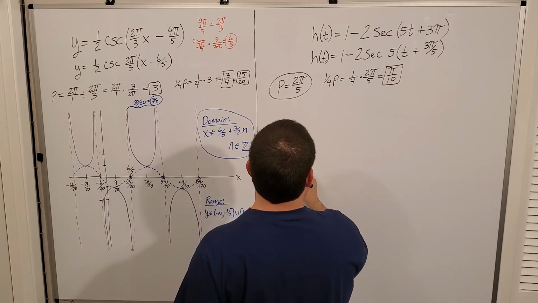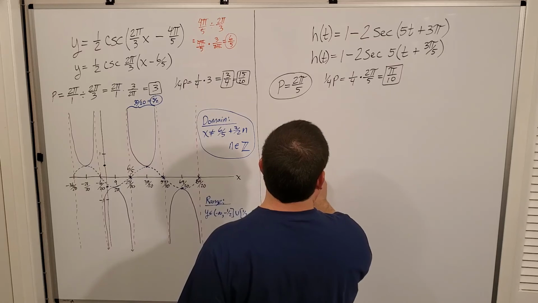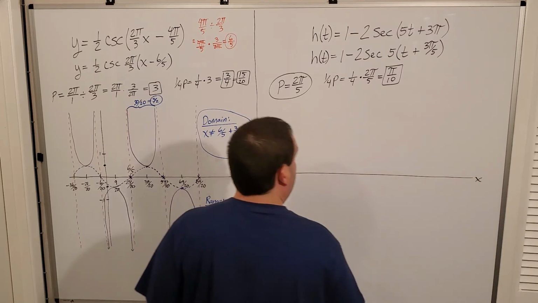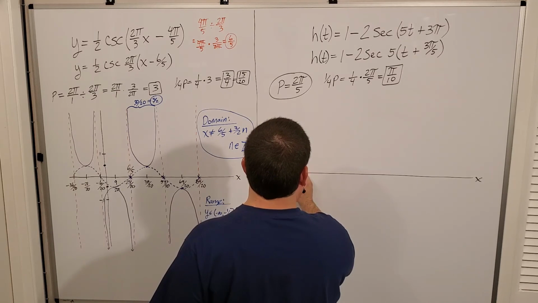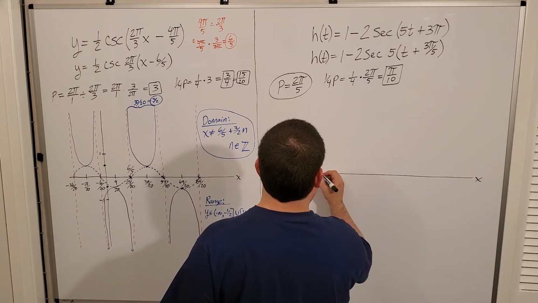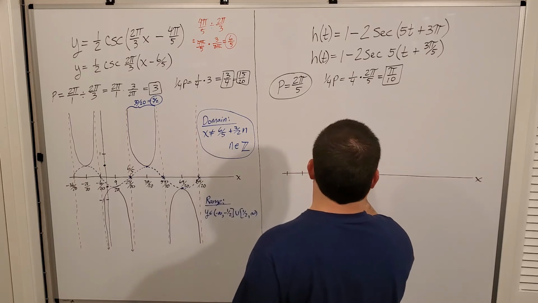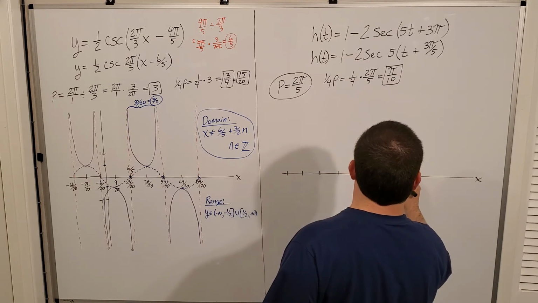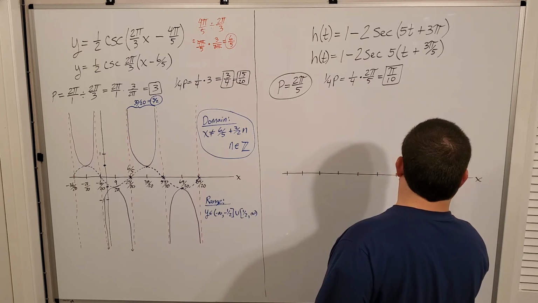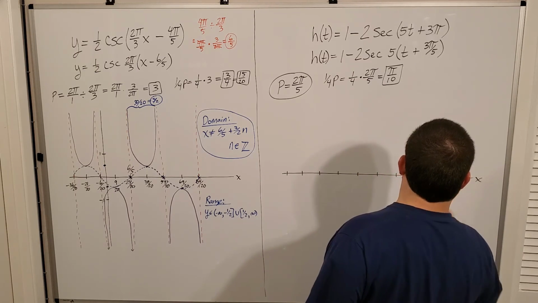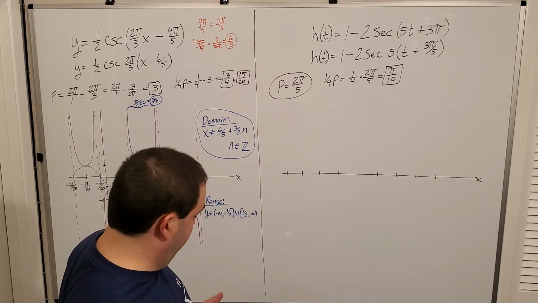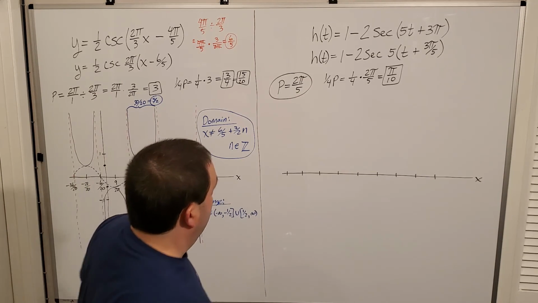And let's try to get 2 cycles of this one just like we did in the last one. Okay, so x-axis, and I'm going to put 9 marks on there. 2, 3, 4, 5, 6, 7, 8, and 9. Okie dokie. I know they're not perfectly evenly spaced. I'm doing the best I can here.